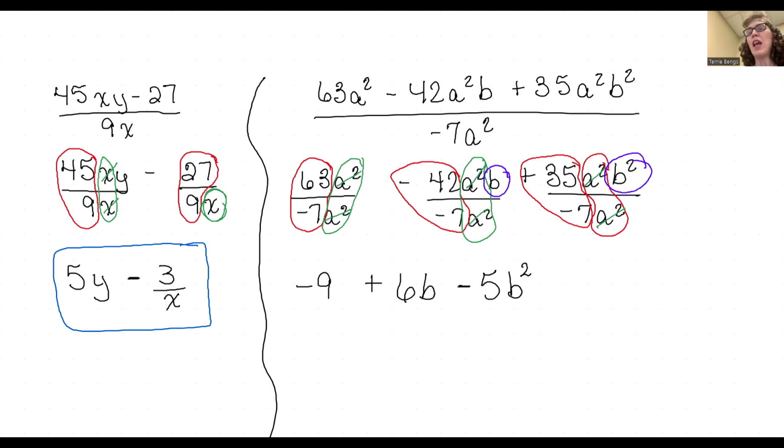Now I look and say, hey, is there anything I can combine together? I have negative 9 plus 6b minus 5b squared. There is nothing I can do to that, can't combine anything together. So that becomes our final answer.